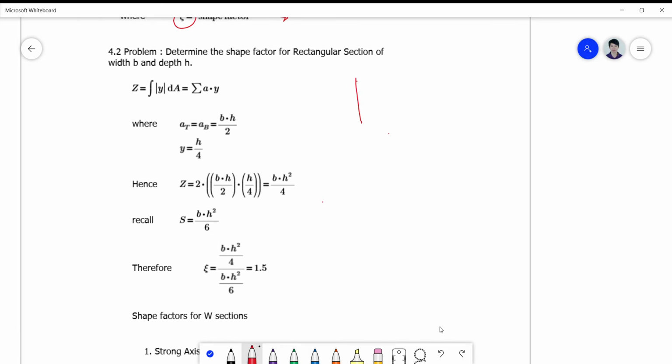So, we have here a rectangular section. And the neutral axis is always defined by dividing the area. Okay, so that's the general rule on trying to find the shape factor. Always divide the area into two equal parts. Okay, so that's your main objective.